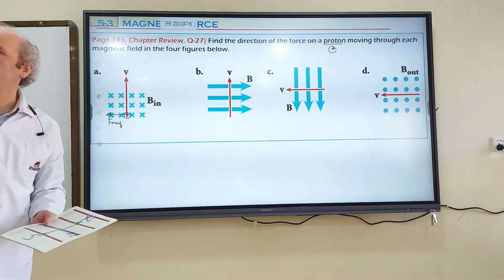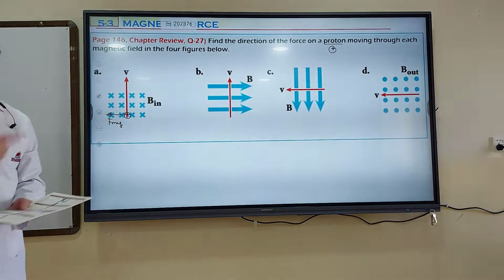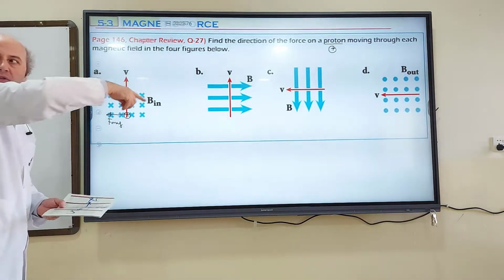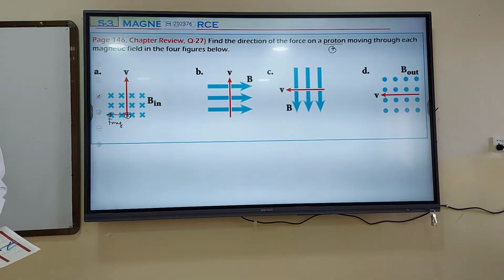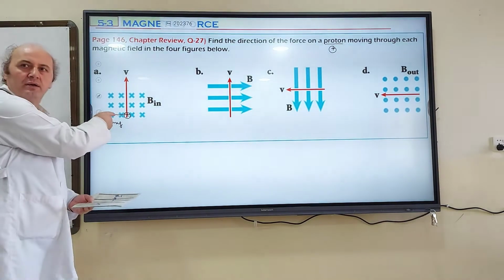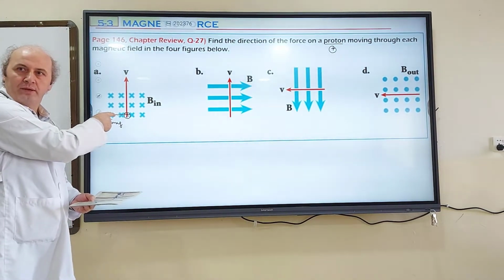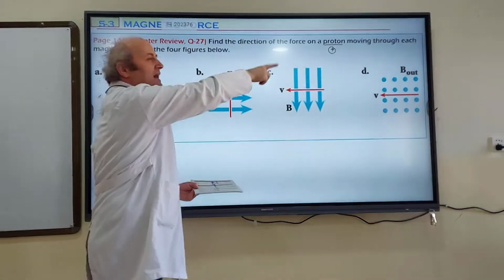So this was the ministry exam question of last year. In which of the following is the direction of the magnetic force to the left? So we found it. The correct answer was A. Let's find B, C, and D.